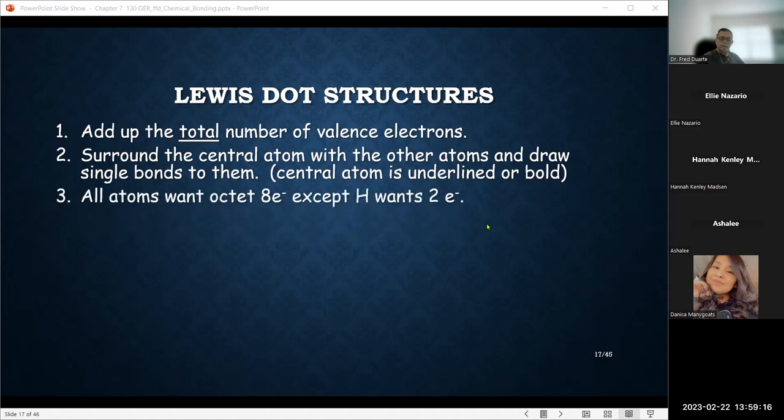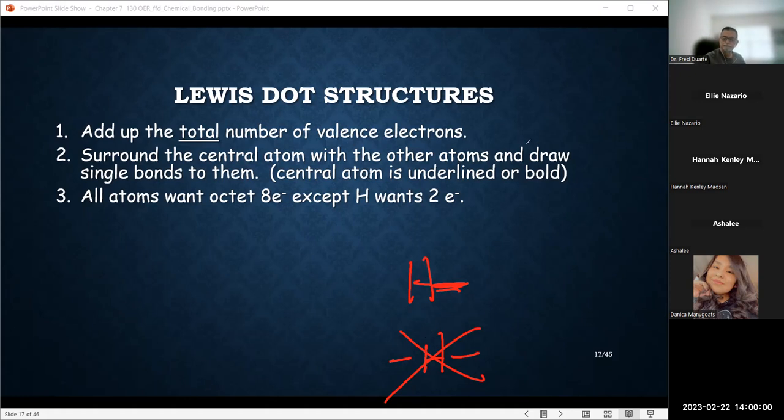Once we do that, we have to remember the goal here is to make sure that, with respect to valence electrons, the octet rule is followed, except for hydrogen. Hydrogen has two. What that means is that hydrogen will always have one bond. That's it, one bond. You will not find hydrogen having two lines. You will never find that, or even three or four. Always one bond.